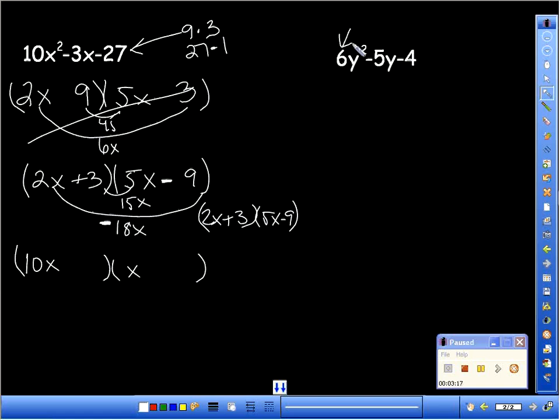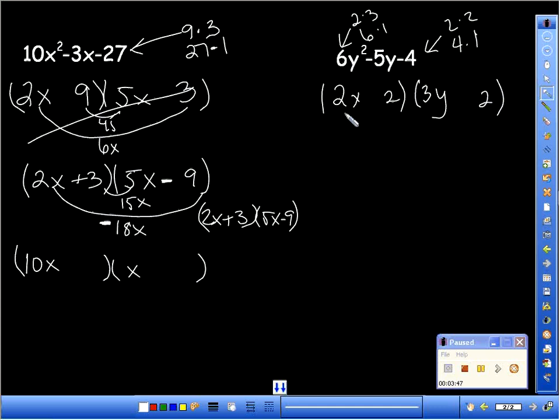How many ways can I get 6? 2 times 3, 6 times 1. So I have 2y and 3y. We'll try that first. Ways to get 4: 2 times 2, 4 times 1. So let's try 2 times 2. I need to get 5, right?